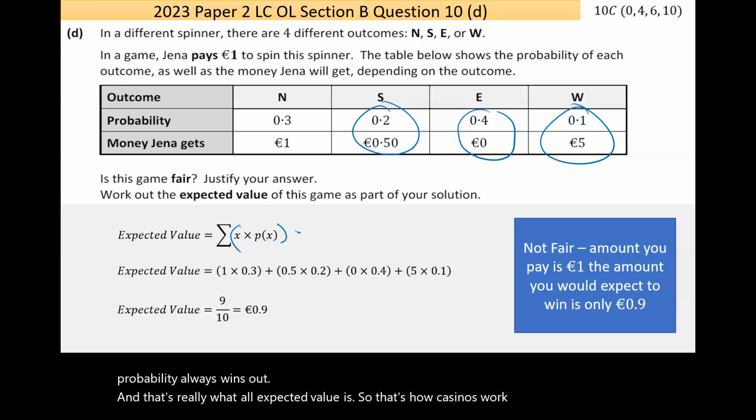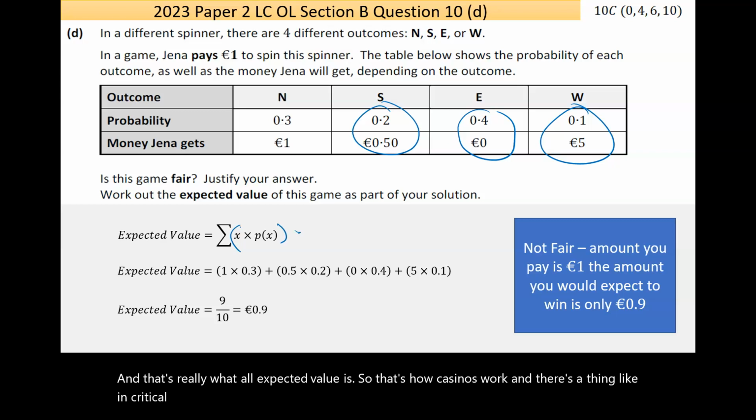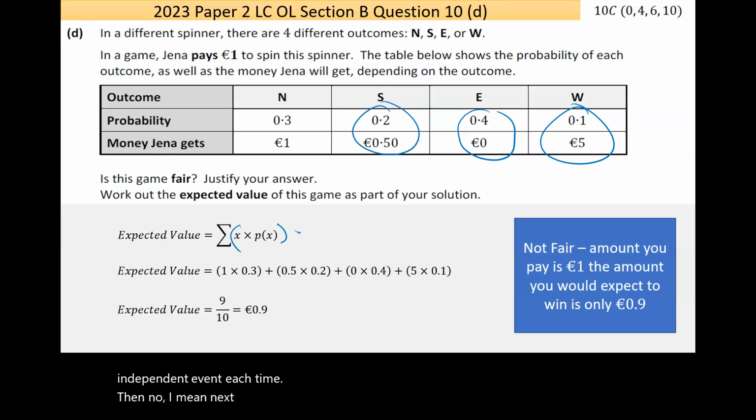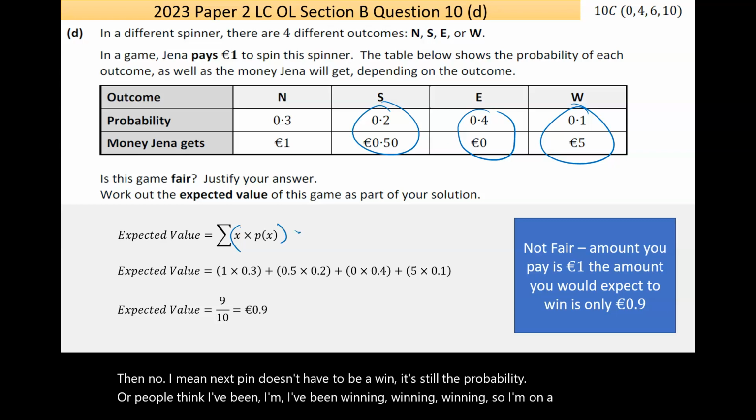And there's a thing like in critical thinking called the gambler's fallacy, and in short, it's where people are on a losing streak will think, "Oh, I've been losing. I have to win big." Now, if it's an independent event each time, then no. I mean, next spin doesn't have to be a win. It's still the probability. Or people think I've been winning, so I'm on a streak. So I'm going to start betting higher and higher and higher.